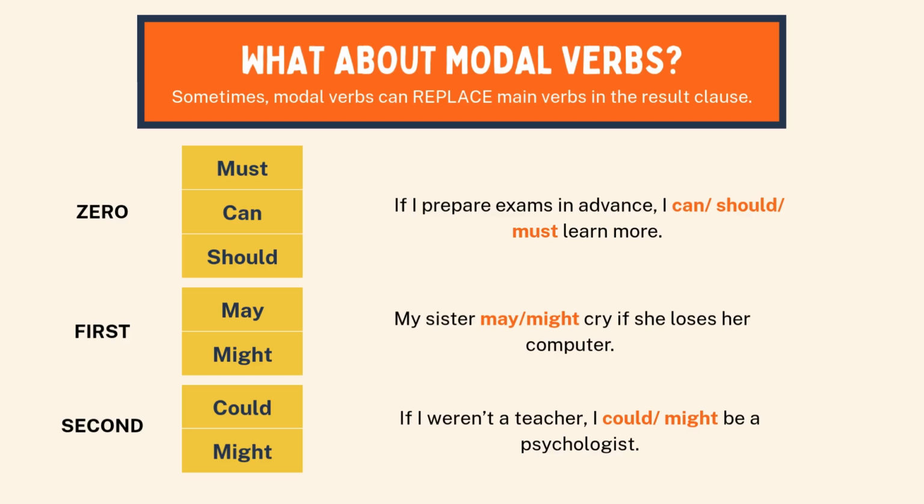Sometimes they can replace main verbs in the result clauses. When using the zero conditional, we can use must, can, or should. For the first conditional, we use modals of possibility, may and might. And finally, could and might are used with the second conditional. Here you have example sentences to see how they can be used in the sentences.